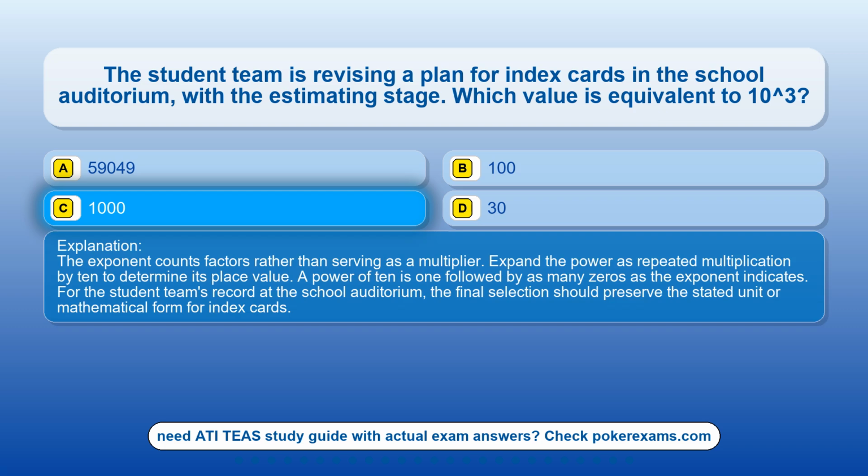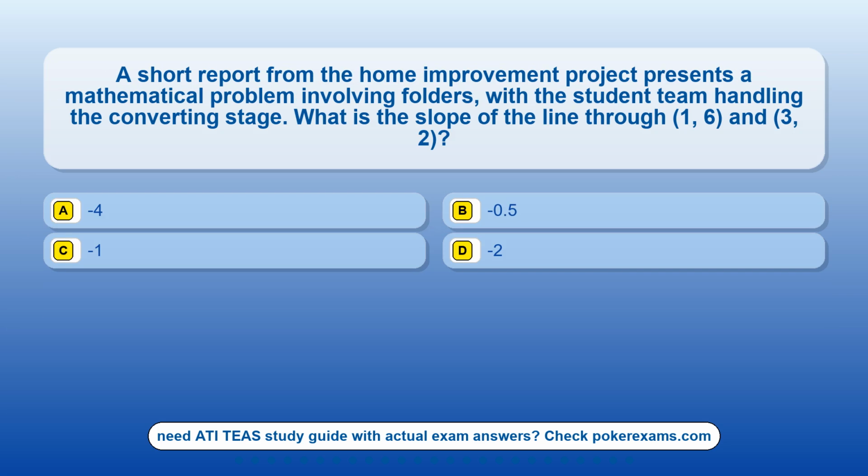The exponent counts factors rather than serving as a multiplier. Expand the power as repeated multiplication by 10 to determine its place value. A power of 10 is 1 followed by as many zeros as the exponent indicates. For the student team's record at the school auditorium, the final selection should preserve the stated unit or mathematical form for index cards.